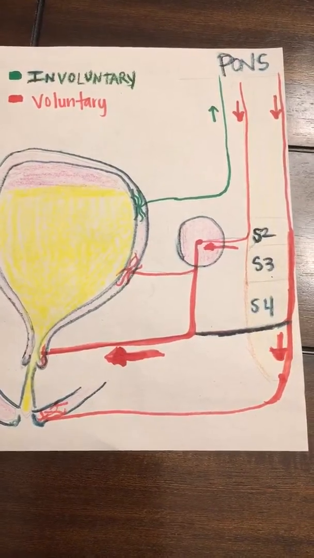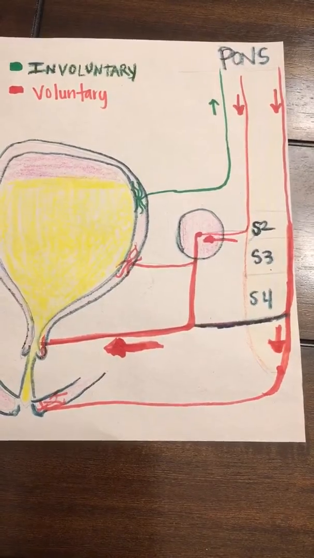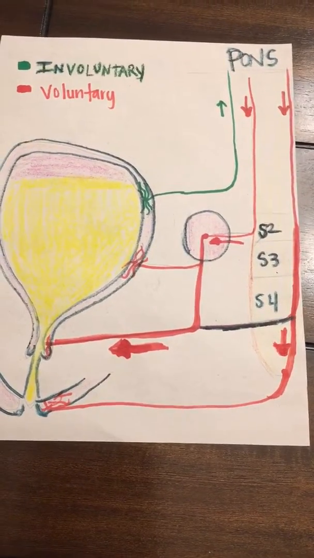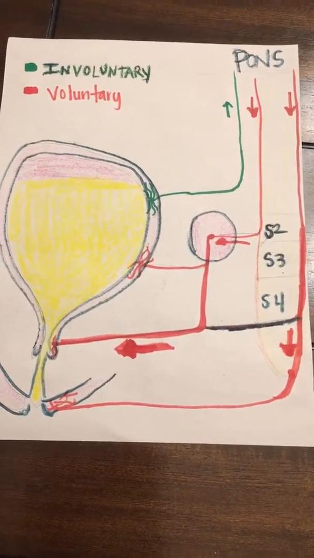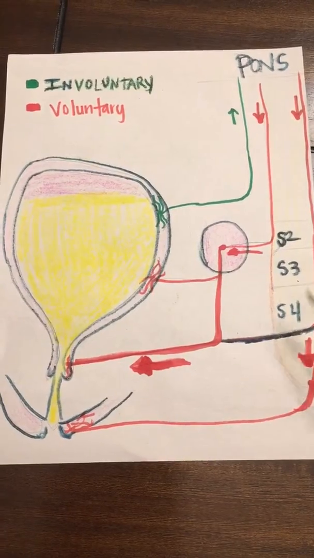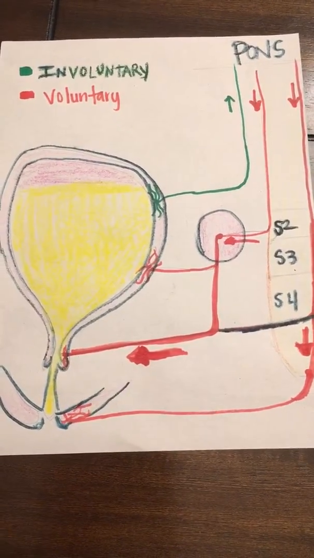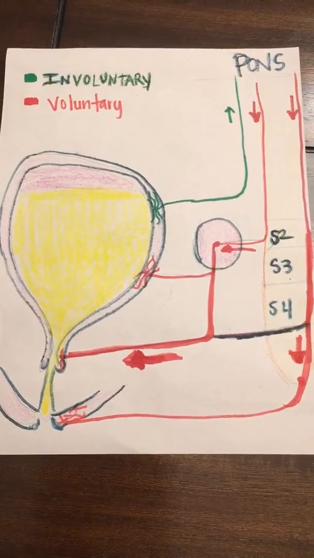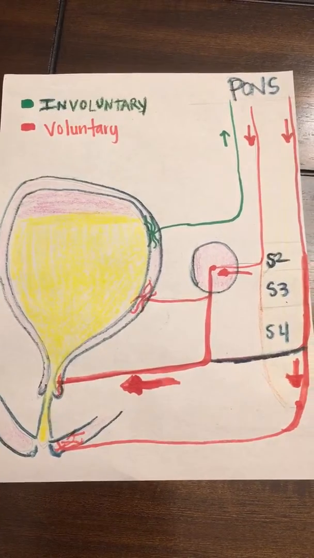Efferent signals from the spinal cord travel back to the bladder by motor fibers in the pelvic nerve and the parasympathetic ganglion in the bladder wall. The output from the ganglion excites the detrusor. Efferent signals relax the internal urethral sphincter, and this results in emptying of the bladder.